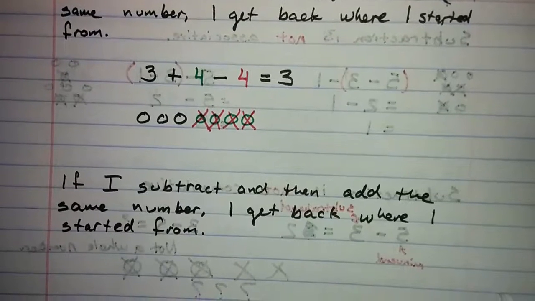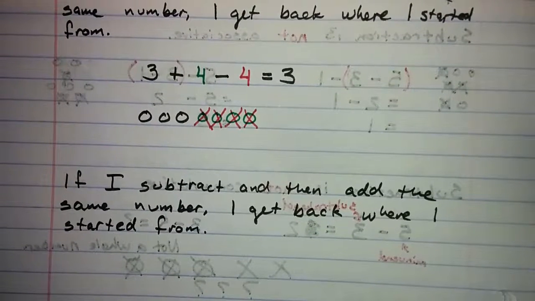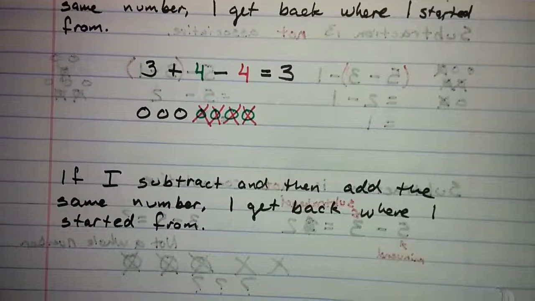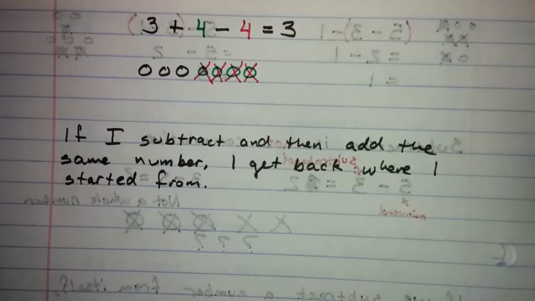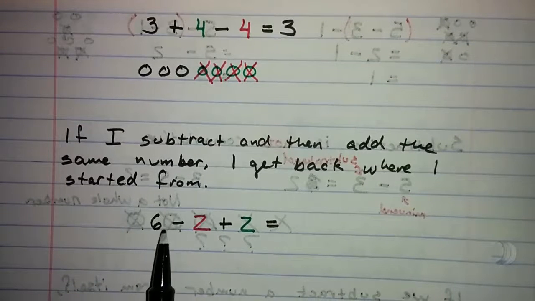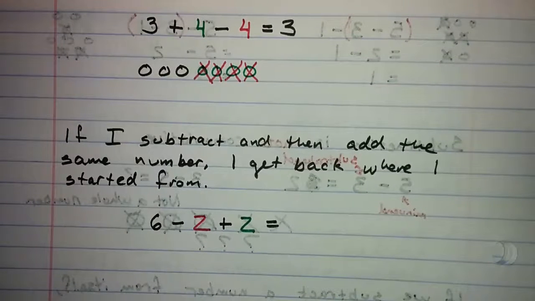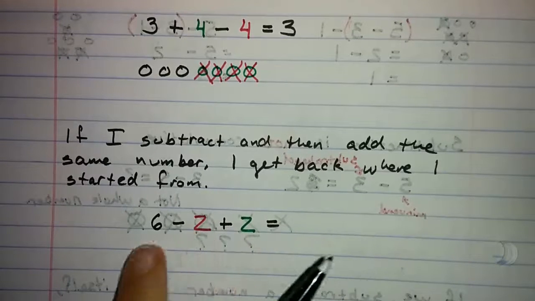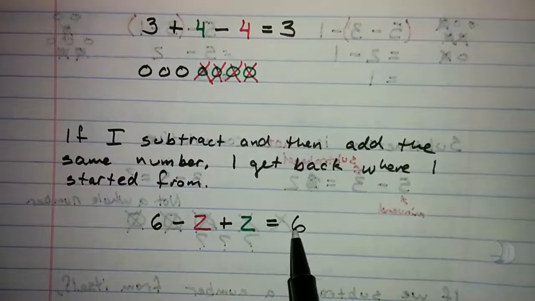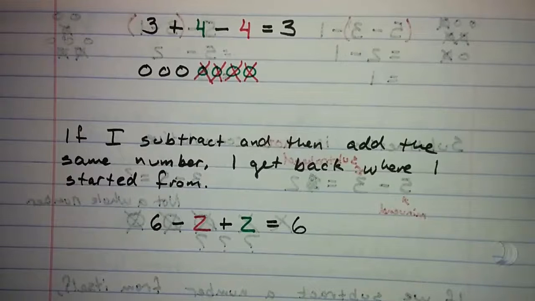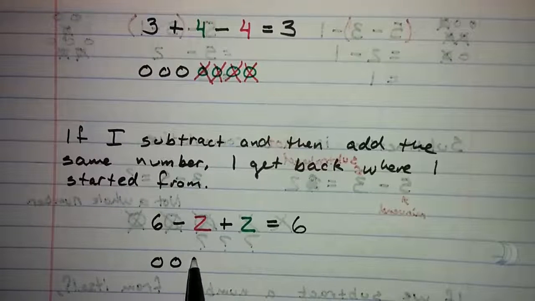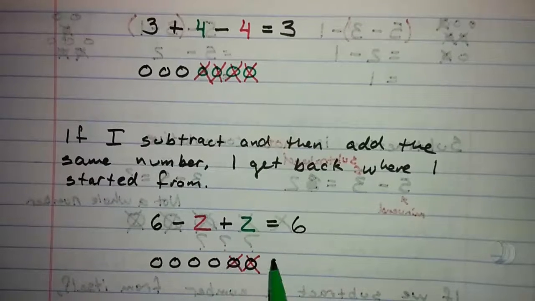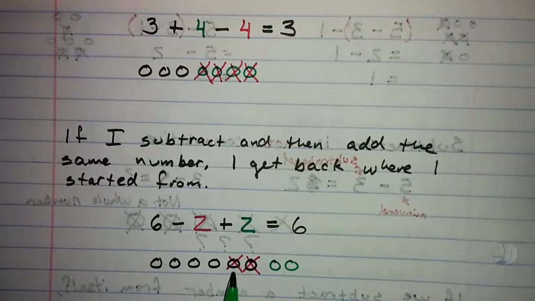Similarly, if I subtract and then add the same number, I get back where I started from. This is a really similar claim. I claim that if I take 6, then subtract 2, and then add 2, without even thinking about this, I know I get 6 back. How? Well, what's happening here? I have 6 things, I take away 2 of them, and then I add 2 back in. Or I could imagine I'm adding these 2 back in.